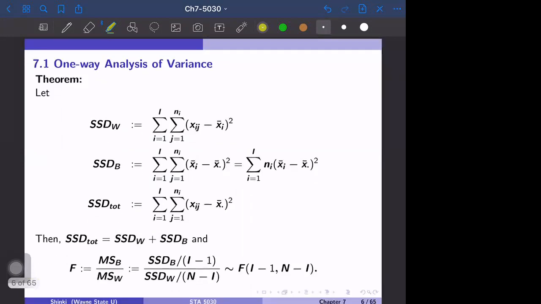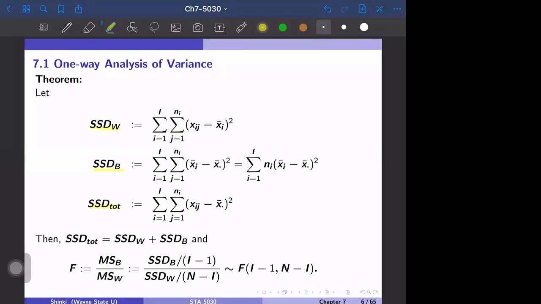Okay, and now the theorem to test the null hypothesis discussed in the previous slide. We define the sum of squared deviation within groups, the sum of squared deviation between the groups, and also the total. At first, the sum of the squared deviation within groups.